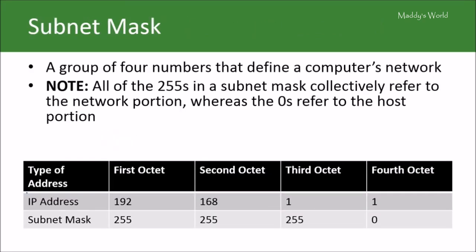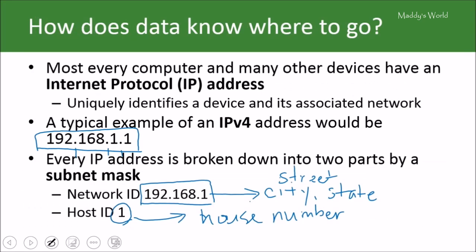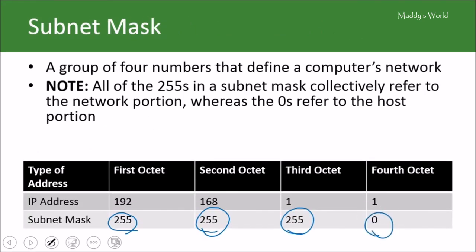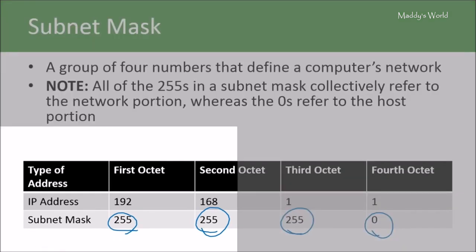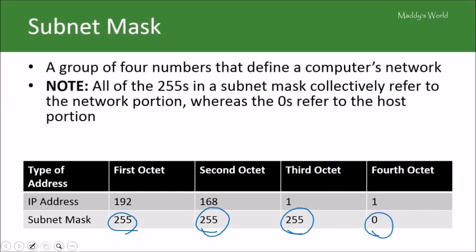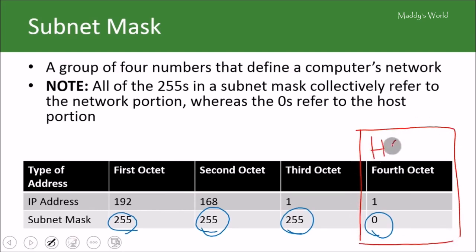A subnet mask is just a group of 4 numbers that define a computer's network. All right, so if you look down here, 255s represent the network portion of an address. So 192.168.1, just like in the example that we just saw. Okay, and then a 0 is going to represent the host portion. So if I change my pen color here, this 4th octet is the host portion, right? So that's like our street address.